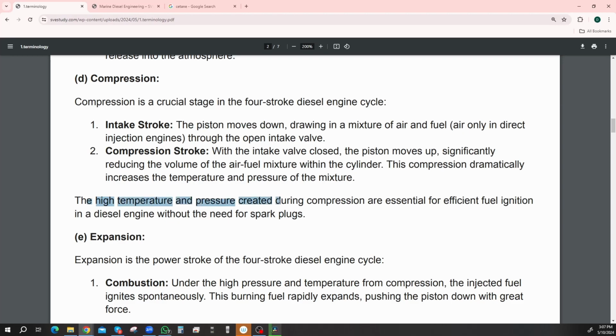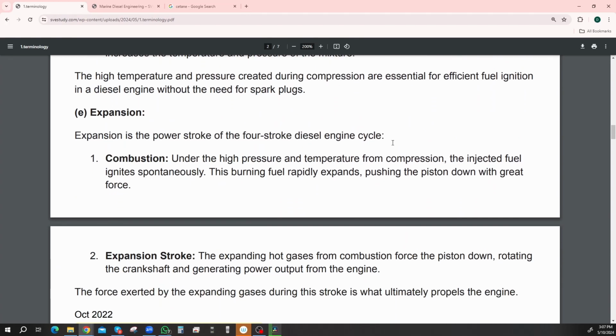The high temperature and pressure created during compression are essential for fuel ignition. All right. Expansion. Expansion is the power stroke of the four-stroke diesel engine cycle.